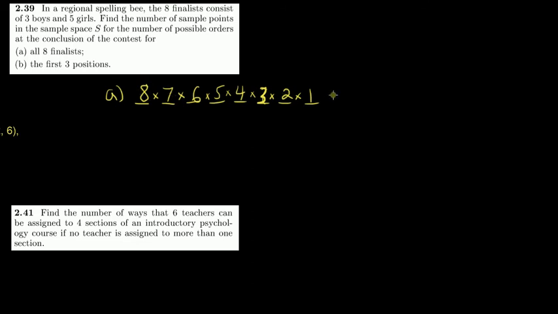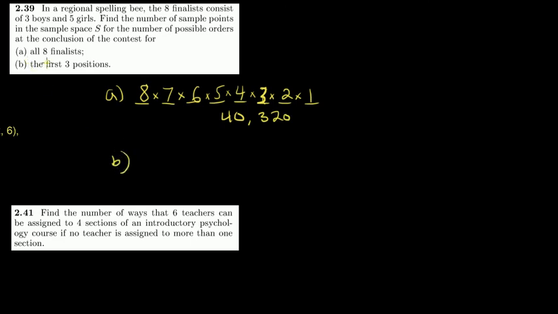Okay? So we multiply all, this is again a fundamental counting problem. And so we multiply all of that out. And let's see, what number do we get? We get 40,320.